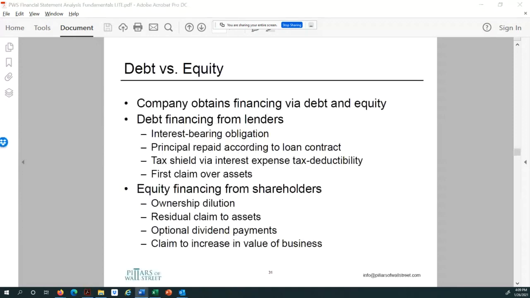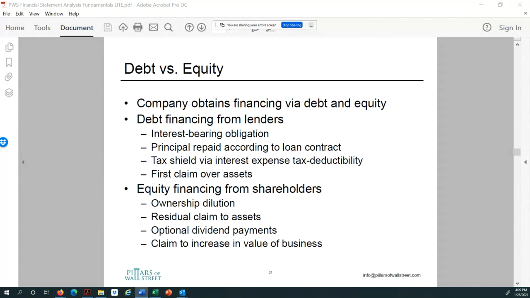All right, now let's get to debt and equity. These are the two primary sources of financing, debt and equity. What's the difference? Well, debt financing is obtained from lenders, equity financing from shareholders. Debt is interest bearing. If a company takes out debt, they have to pay back the principal, which is the amount borrowed, along with any associated interest expense.